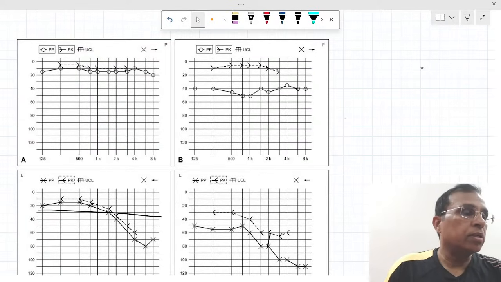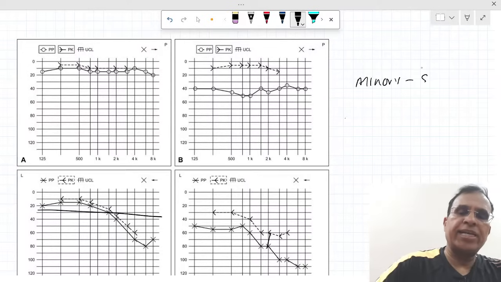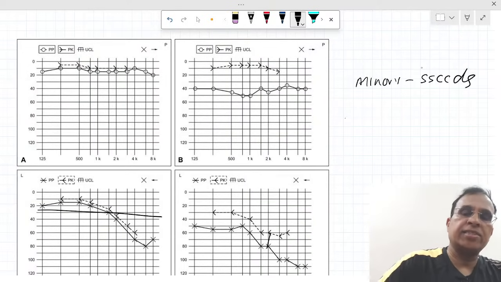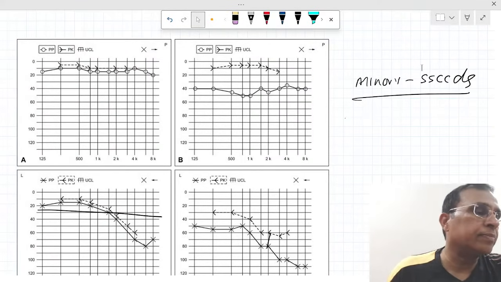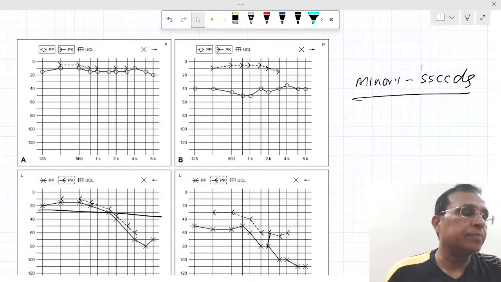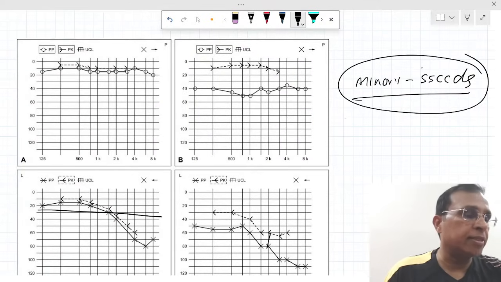So the options were superior canal. Minor syndrome is the other name for SSCCDS. So SSCCDS is the correct answer in that case. So Divya Raj, that is SSCCDS. Your answer is SSCCDS.